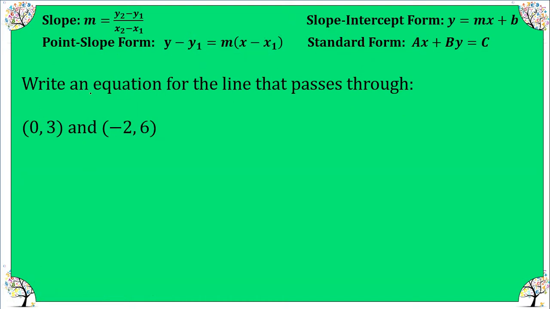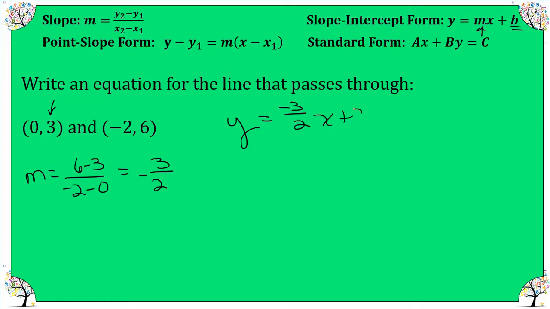Okay, this time, again, we're asked to write an equation. And look, we have the y-intercept. We have the b value. So now we just have to find the slope. So I have 6 minus 3 over negative 2 minus 0. That gives us 3 over negative 2. I put this together and I have y equals negative 3 over 2 times x plus 3.